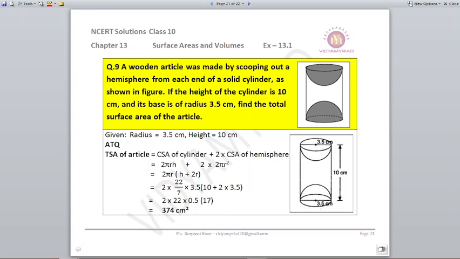Now the total surface area of the article is made up of CSA of the cylinder plus CSA of two hemispheres. Radius is given to us as 3.5 centimeters and height of the cylinder is given as 10 centimeters. So we know CSA of cylinder is 2 pi RH and of a hemisphere is 2 pi R square. There are two hemispheres, so 2 into 2 pi R square, that is 4 pi R square. We can take out 2 pi R common, inside will be H plus 2R. So 2 into 22 by 7, radius is 3.5, height is 10 plus 2 into 3.5. On solving, total surface area of the article comes out to be 374 centimeters square.